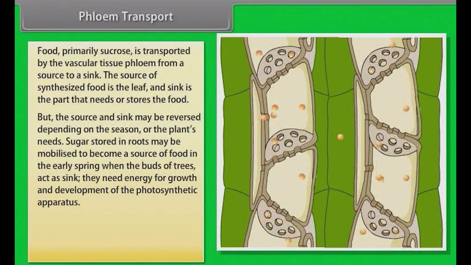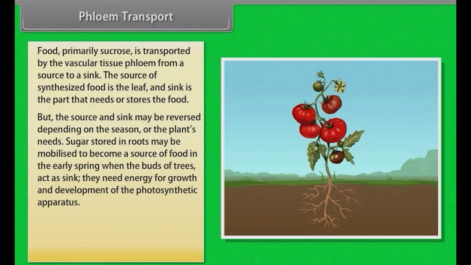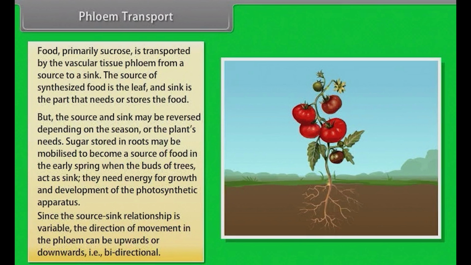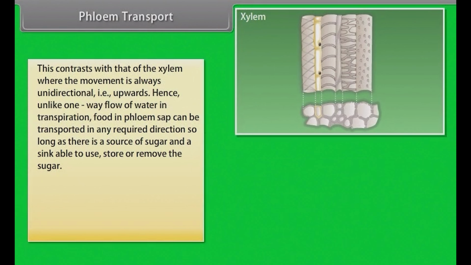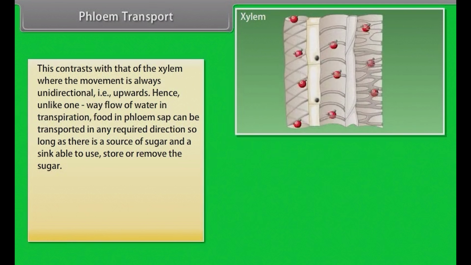Sugar stored in roots may be mobilized to become a source of food in the early spring when the buds of trees act as sink. They need energy for growth and development of the photosynthetic apparatus. Since the source-sink relationship is variable, the direction of movement in the phloem can be upwards or downwards, which means bidirectional. This contrasts with that of the xylem, where the movement is always unidirectional, which means upwards.